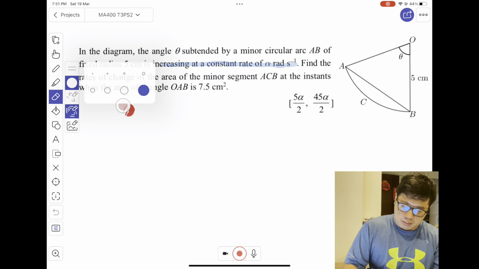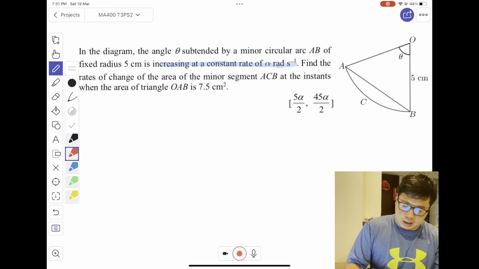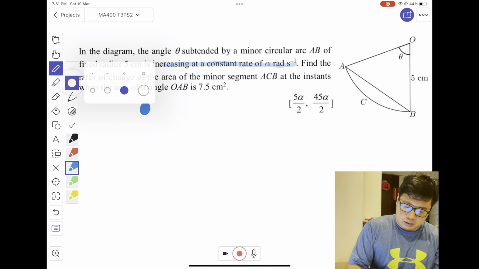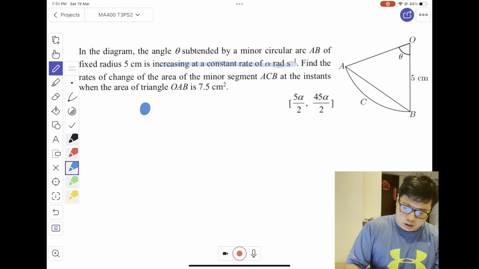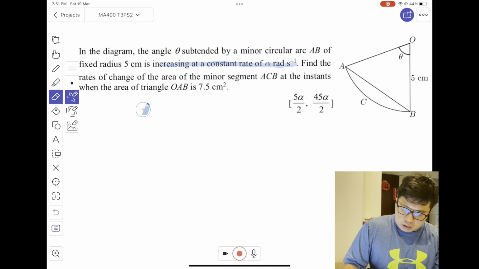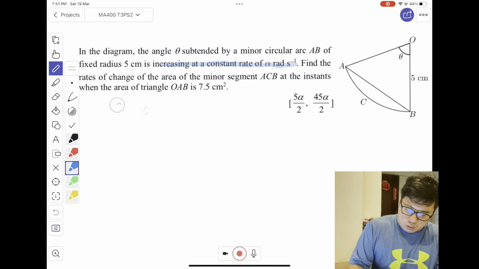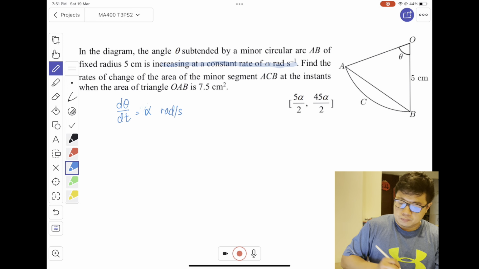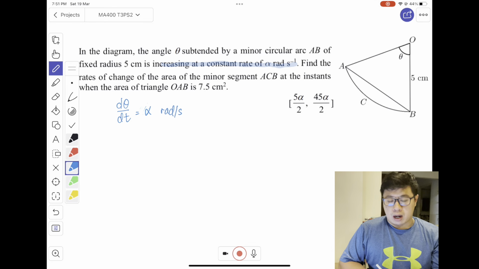Just give me a second, let me erase this. So what we are given would be that d theta dt is equals to alpha radian per second. Okay, so this is given to us.